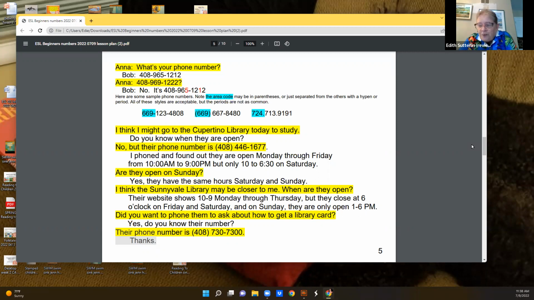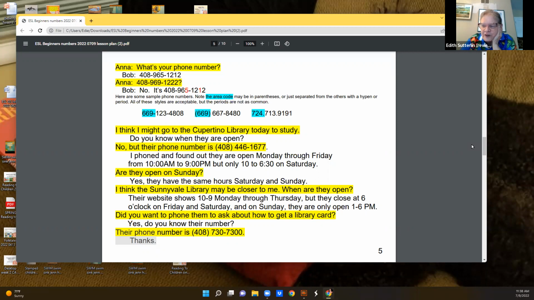o'clock in the evening, but only 10 to 6:30 on Saturday. Or you could say from 10 a.m. to 9 p.m. Are they open on Sunday? Yes, they have the same hours, Saturday and Sunday. I think the Sunnyvale Library may be closer to me. When are they open? Their website shows 10 to 9 Monday through Thursday, but they close at 6 o'clock on Friday and Saturday. And on Sunday, they're only open 1 to 6 p.m.